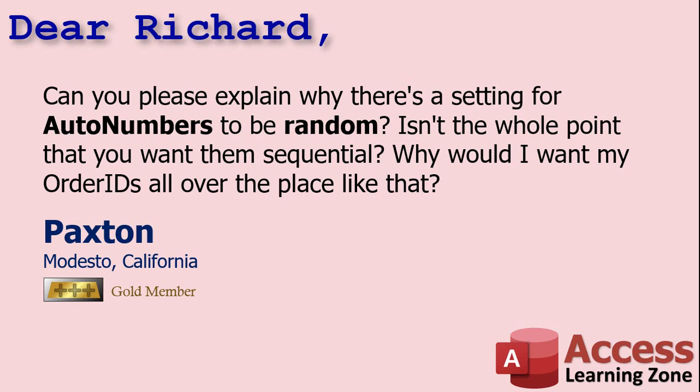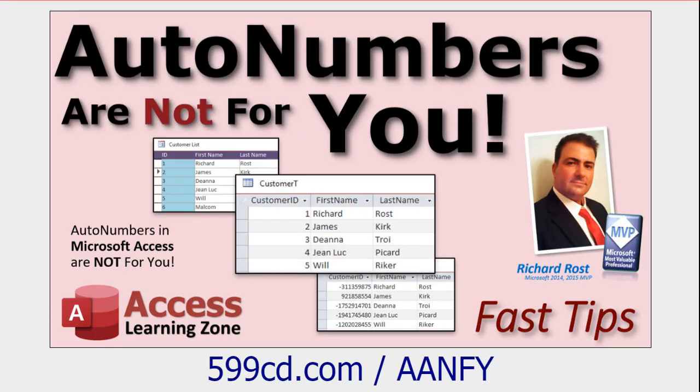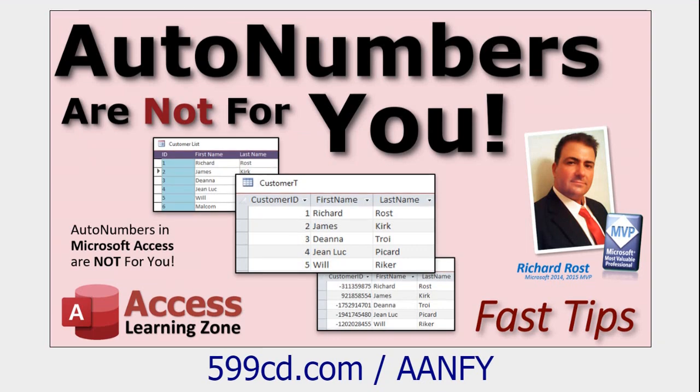Well, Paxton, first I want you to watch this video. Auto numbers are not for you. You shouldn't care what your auto numbers are. They could be sequential, there could be some missing, there could be random. That number is for Access to make sure each record is unique in your database, and it uses it for relationships between tables. That's it. Don't use that for anything that you actually care what that value is. As long as that value is unique, you shouldn't care what it is.